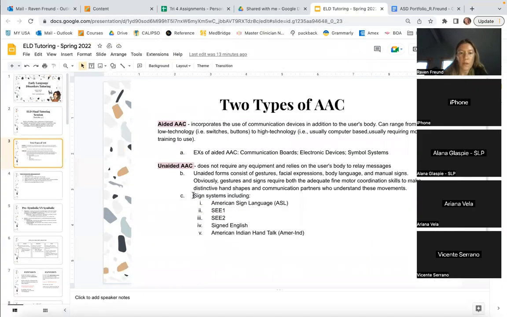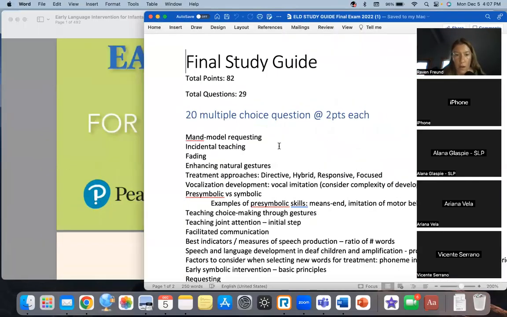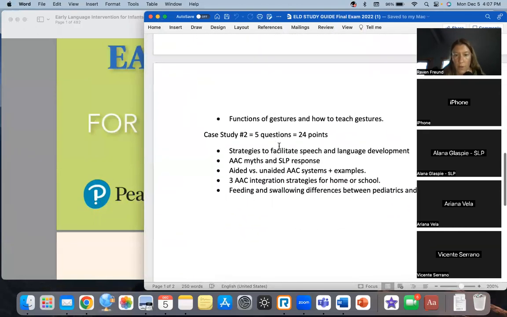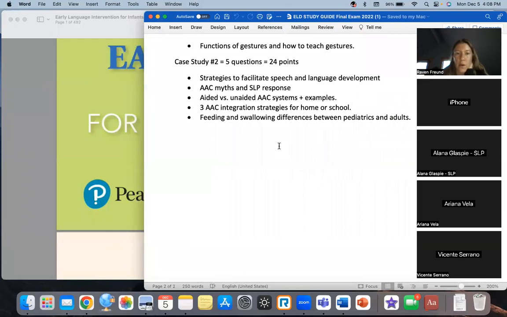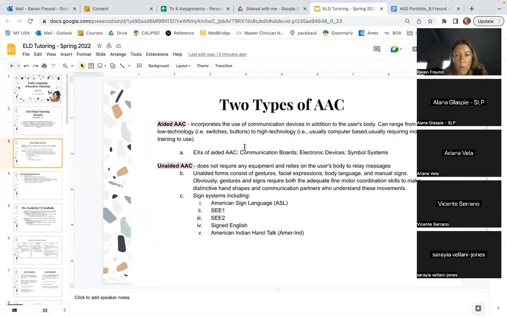Okay. So I know that there's going to be a question about AAC. And I'm just going to go back and forth just so that I'm telling you guys the right thing from the study guide. So there's a case study about AAC, aided versus unaided. I felt like this is maybe something that we could go over. So aided AAC. And this was tricky because you don't have your AAC course yet. So I remember being like, wait, what does this mean? So aided AAC incorporates the use of a device in addition to the person's body.